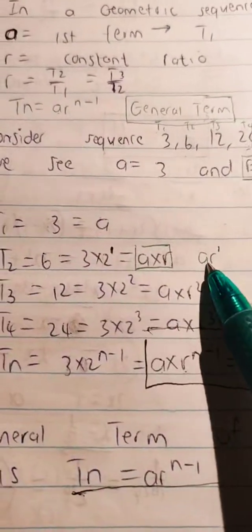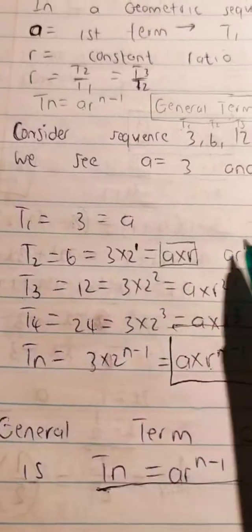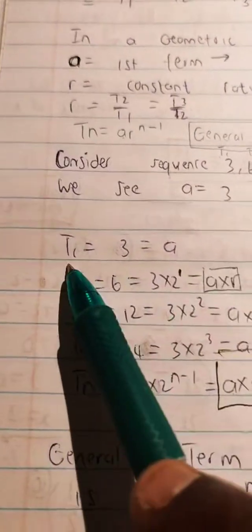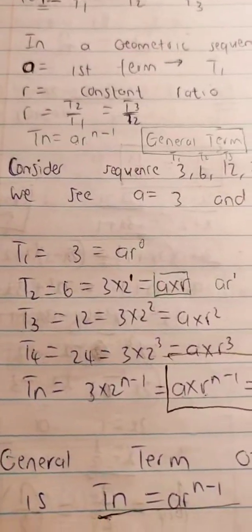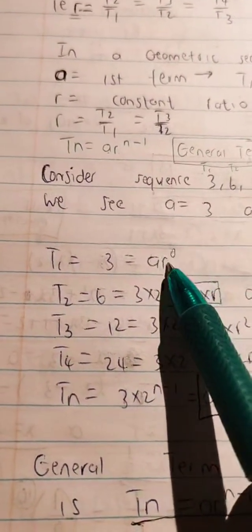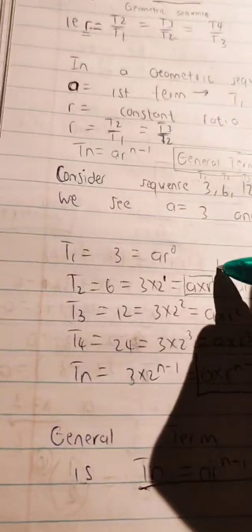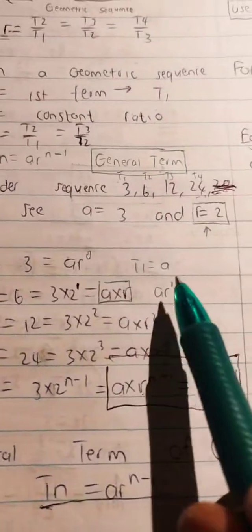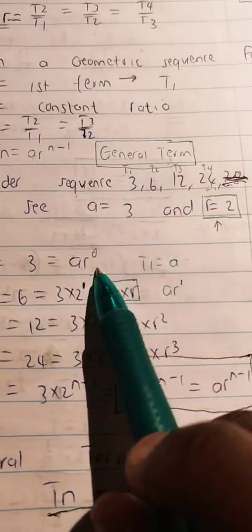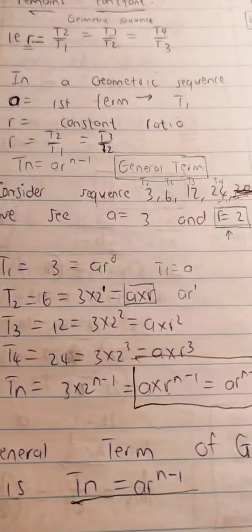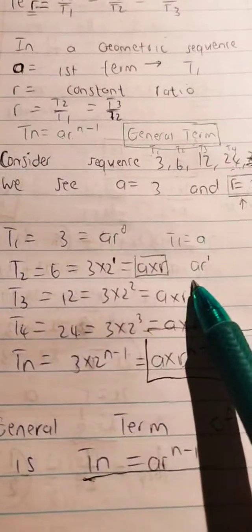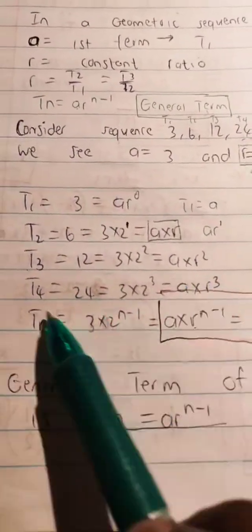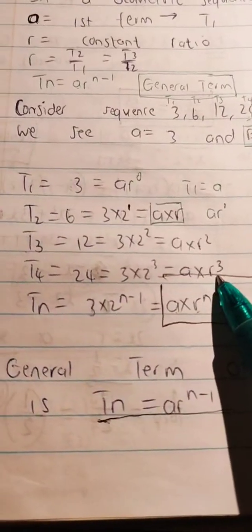So that's why, for instance, this is AR. It's not AR squared, but it's AR to the power 1. Here, this would actually be AR to the power 0 if you are to be practical about it, because any base raised to the power 0 is 1. That's why we say term 1 is A. But R to the power 0 would be a good indication of the term in terms of A and R. Term 2 is AR, term 3 is AR squared, term 4 is AR to the power 3.